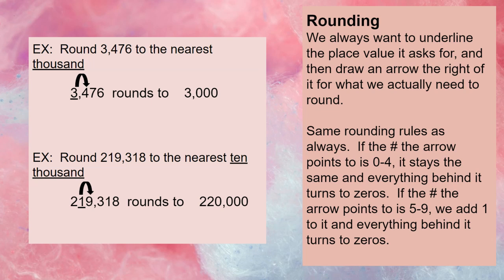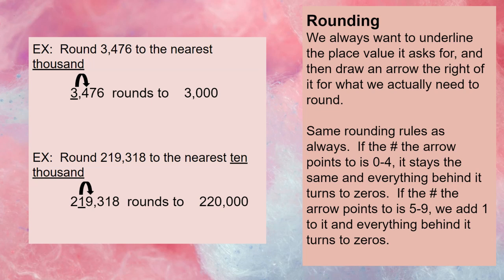Our next example, we want to round 219,318 to the nearest 10,000. So again, whatever place value it is asking you to round to, we are going to underline it in the example and the problem, so we know they should look identical. So we underlined the words 10,000, and then we want to underline the place value 10,000, which has a 1 there. Then we want to draw an arrow pointing directly to the right of it because that's the number we have to look at for our rounding rules.